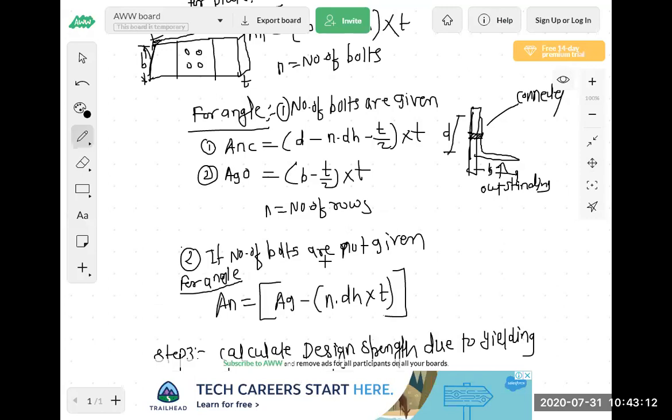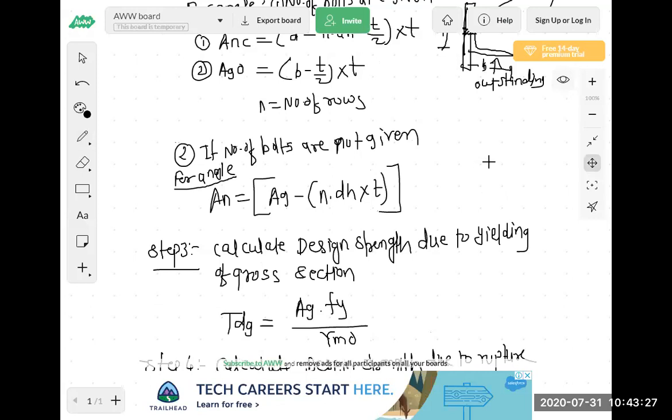And number 2, if number of bolts are given, then you have to calculate Anc and Ago. If number of bolts are not given, then you have to calculate An for angle. So step number 2 and step number 4, these two steps are very important.